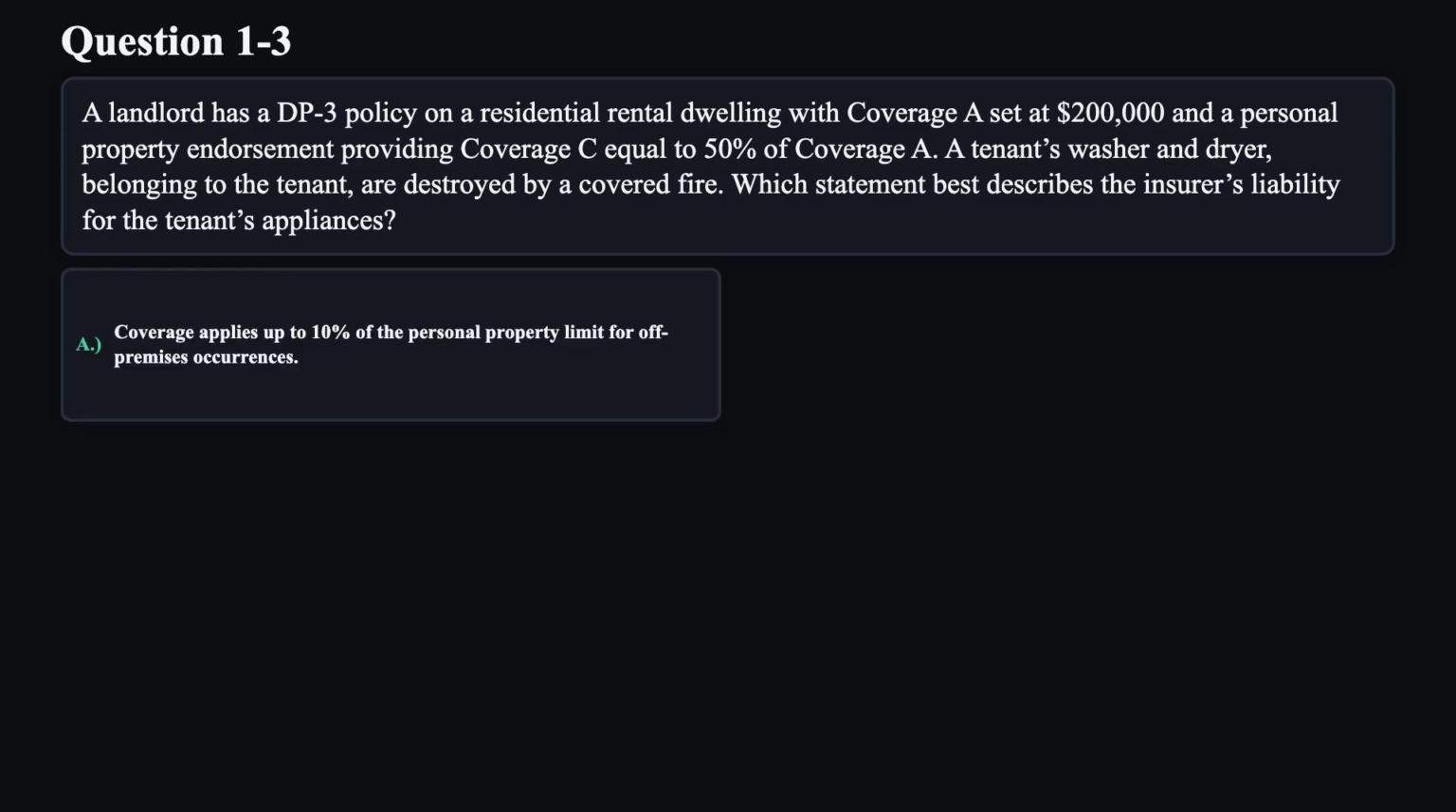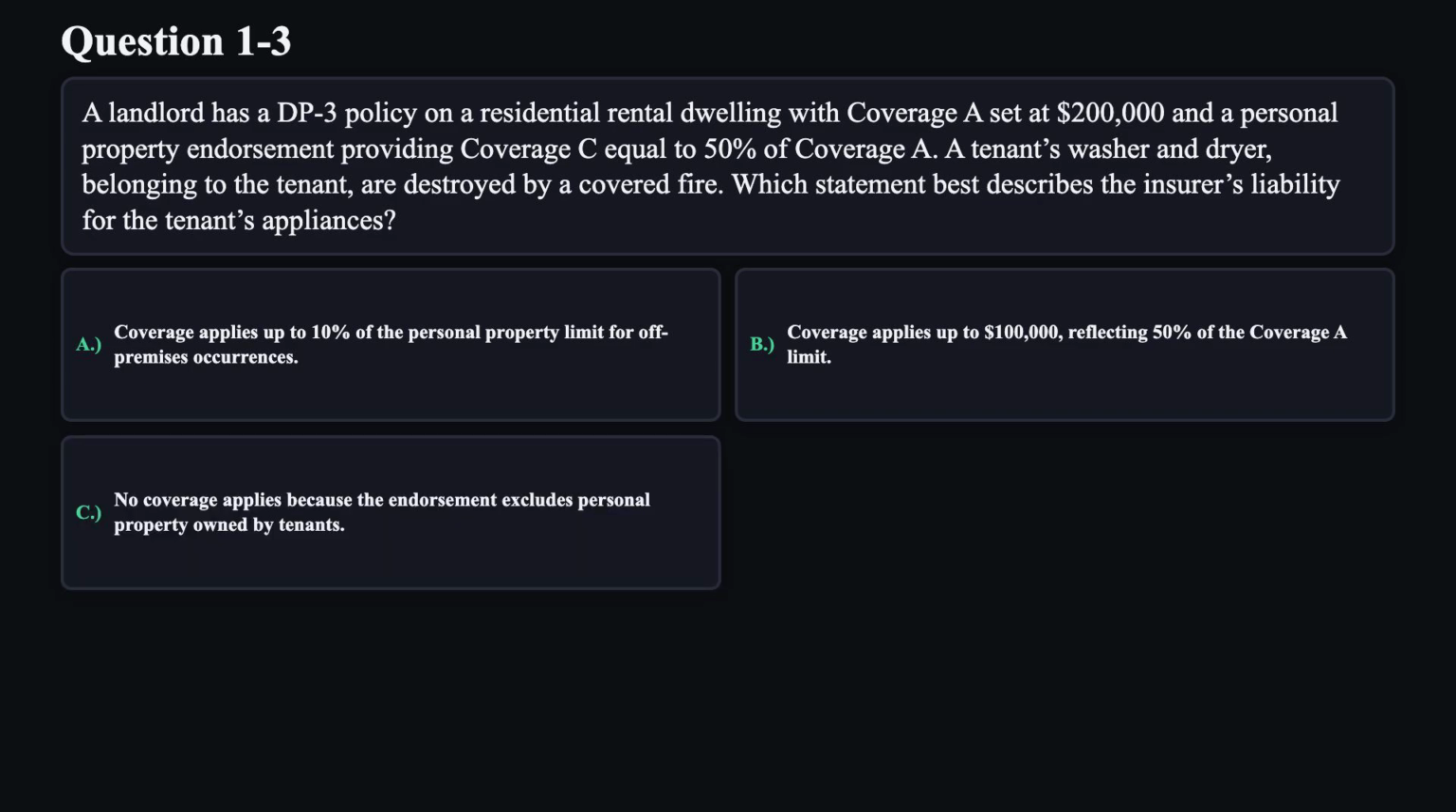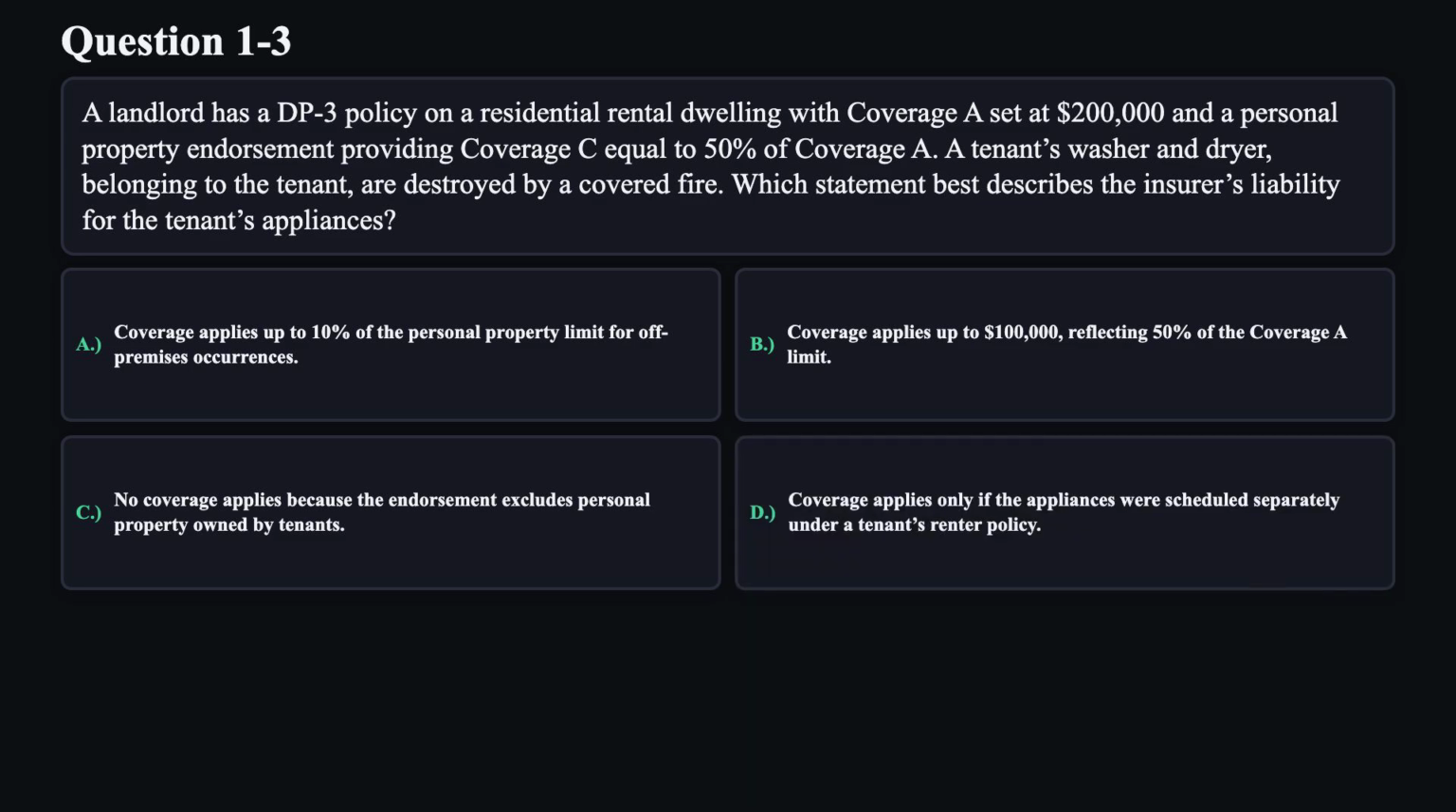A. Coverage applies up to 10% of the personal property limit for off-premises occurrences. B. Coverage applies up to $100,000, reflecting 50% of the coverage A limit. C. No coverage applies because the endorsement excludes personal property owned by tenants. D. Coverage applies only if the appliances were scheduled separately under a tenant's renter policy.